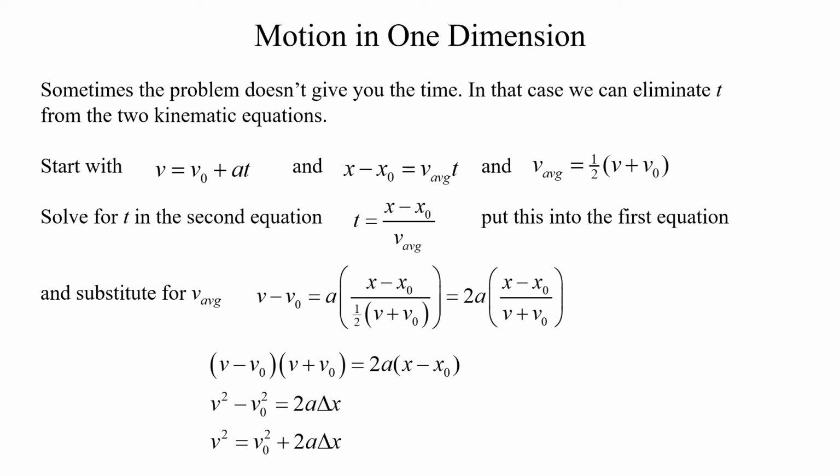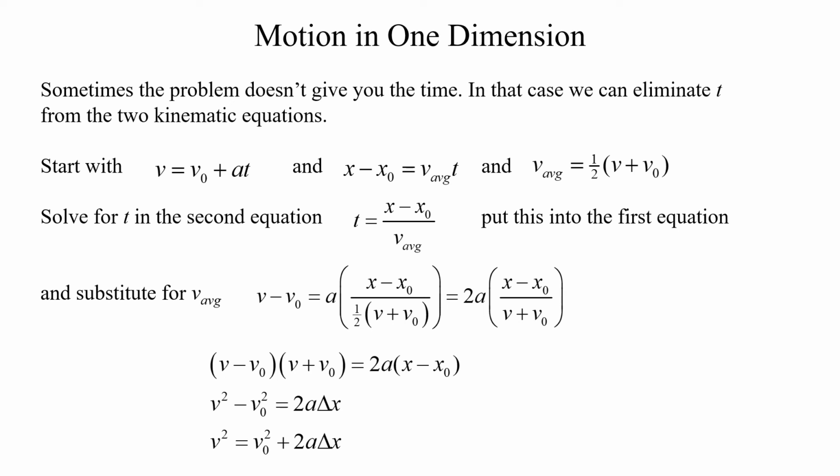So I'm not going to read through each step. You can read through the algebraic steps there. But the result is the equation at the very bottom. V squared equals v naught squared plus 2a delta x, where delta x, of course, is the displacement. A is our constant acceleration. So now we have a third equation.